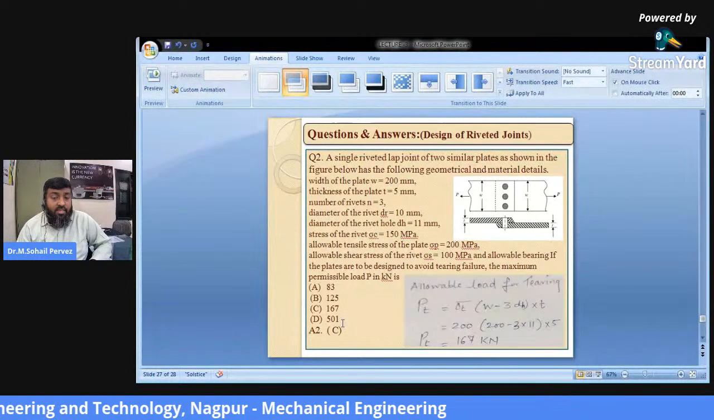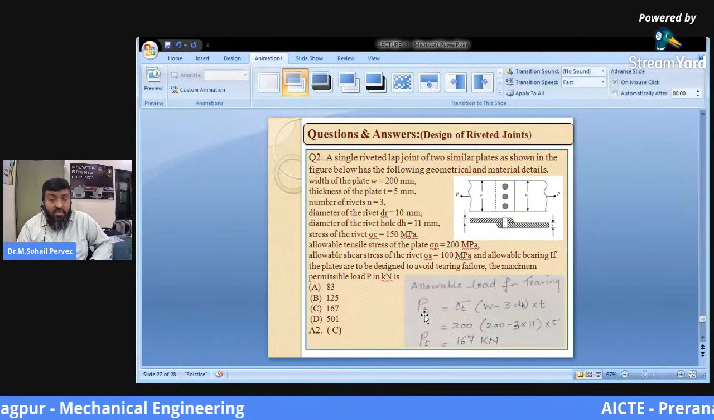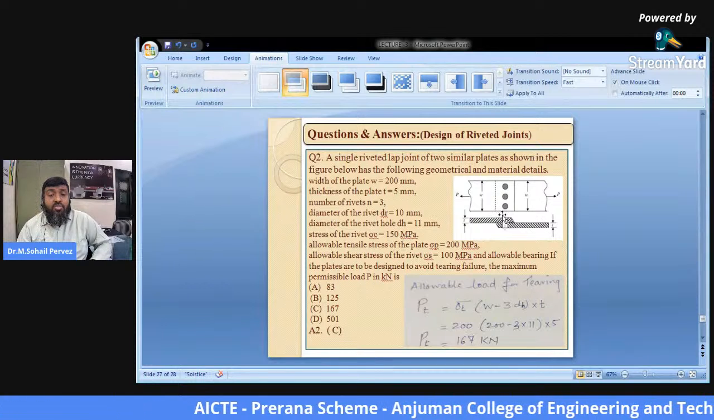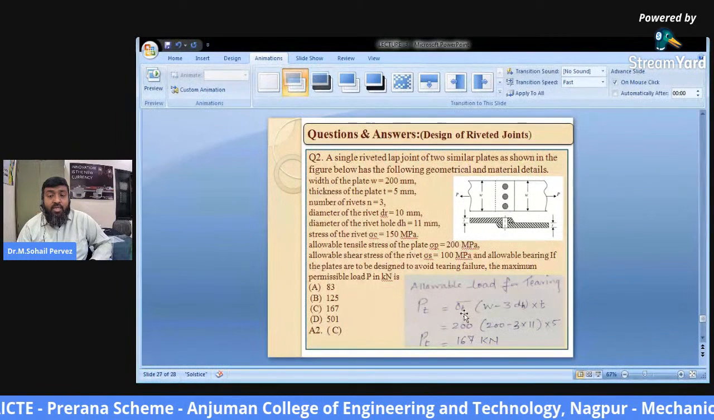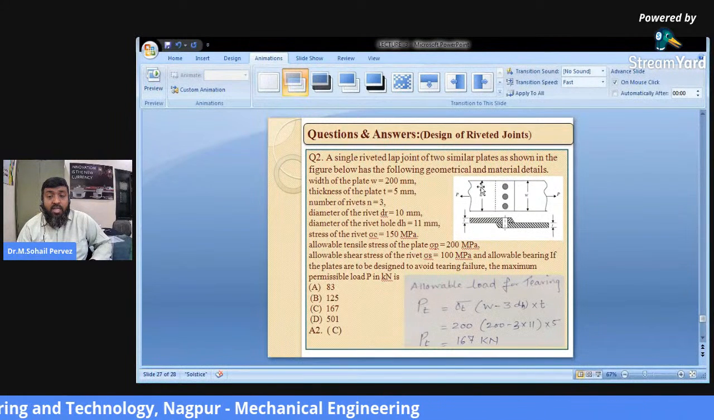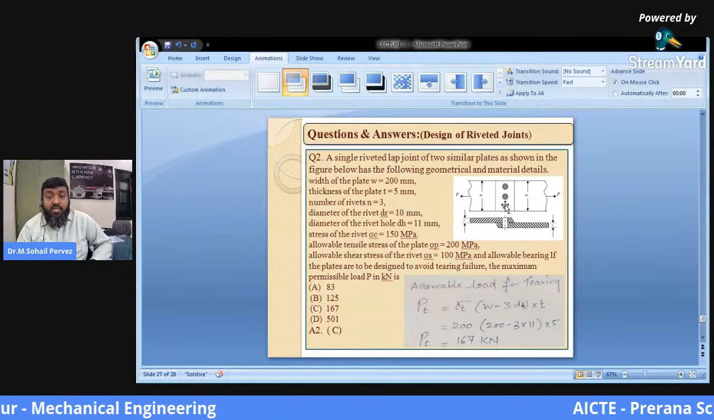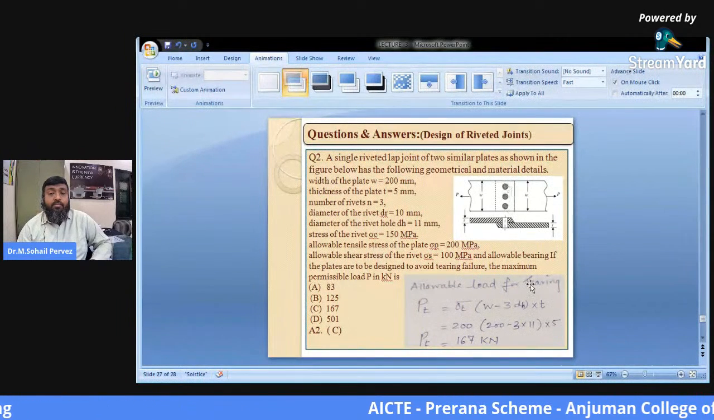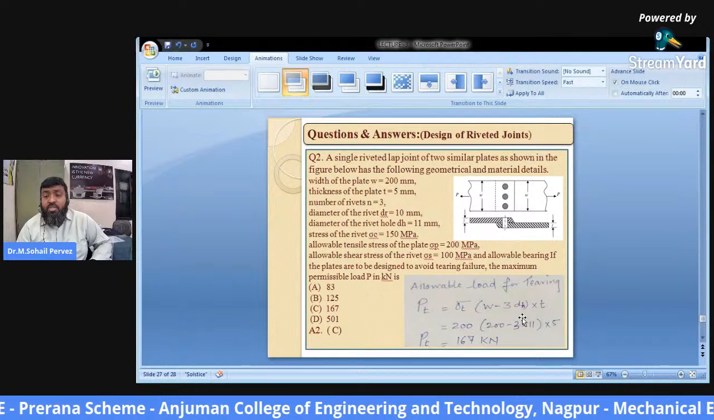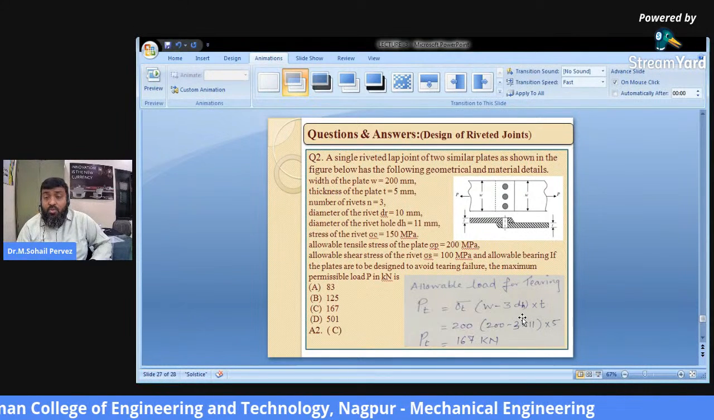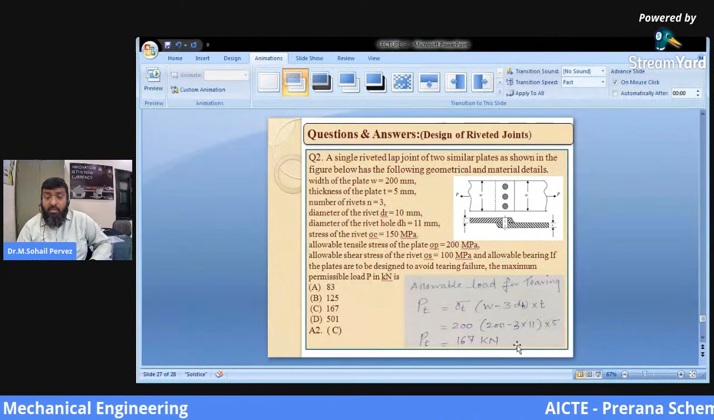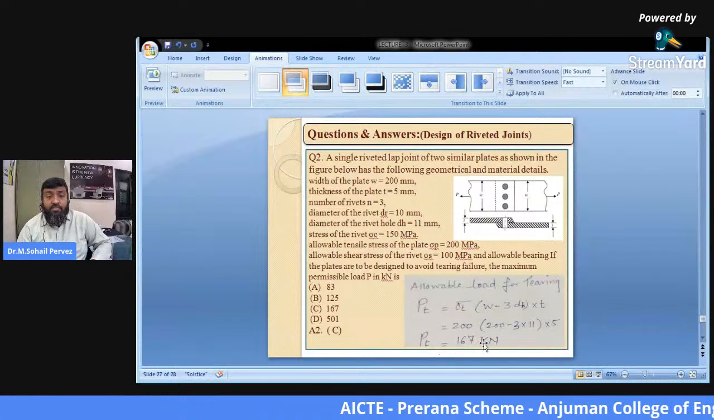formula is used. The tensile or tearing failure of the plate along the line of rivets is stress into area. Now, how much area will be covered, since there are 3 rivets? So the total width minus 3 into the diameter of the hole, because it may tear off from the hole, not from the rivet. Rivet will tear off in shear, simple shear, but this is for the plate itself. So into the thickness of the plate will come into picture. So this is the solution, just the hint, and this is the answer, 167.